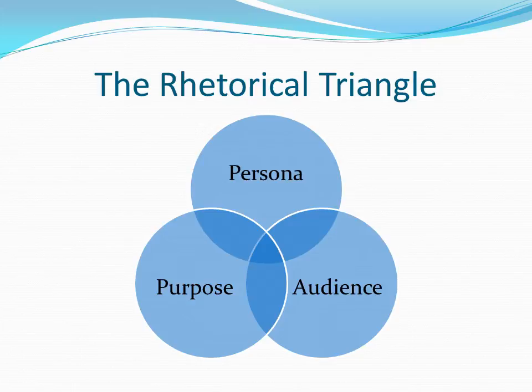Okay, so what you're seeing right now on your screen is a representation of the rhetorical triangle. The rhetorical triangle says that in any situation where someone is trying to convince someone else of something, there are three elements. There's what we call the speaker's persona, there's the speaker's purpose, and there's the audience to which the speaker is speaking or writing or doing whatever it is that they are doing. Now, what do we mean by persona? Well, persona is the identity that the speaker takes on, how they elect to present themselves.